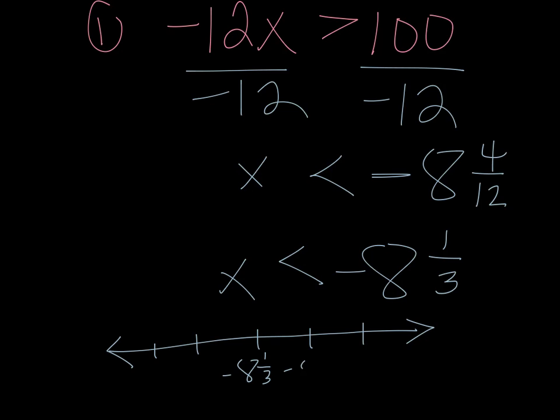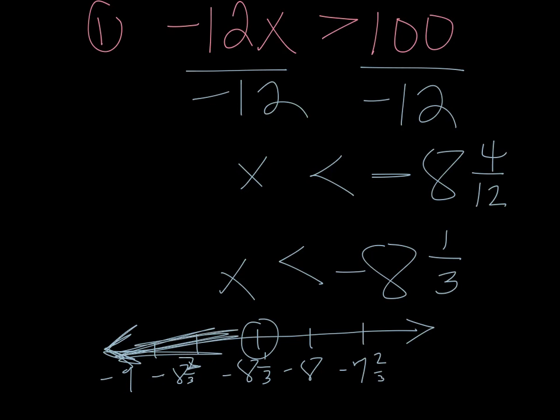So next I would have negative 8, negative 7 2/3, negative 8 2/3. That's a 2. It's an ugly 2. And then negative 9. My circle is going to be open. And since my variable is on the left, my sign can serve as an arrow, and I'm going to shade this way.